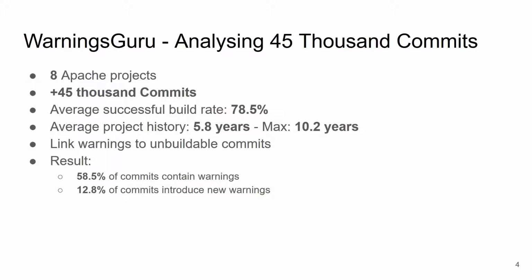Once the commits were built, we would run the static bug finders on them, which were JLint and FindBugs. And we had a mechanism in place to link back the warnings to the unbuildable commits using git blame. As a result of that, we identified that 58.5% of the files in commits contain warnings. However, only 12.8% of those actually introduce new warnings.